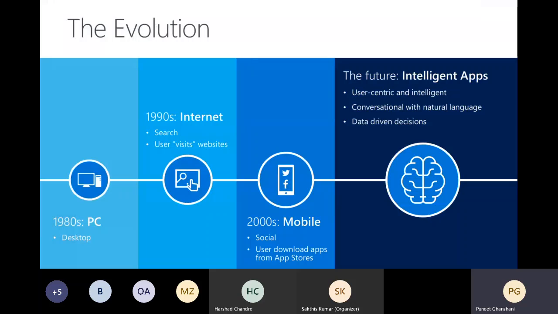Moving on. If we start from what happened in the 1980s, PCs were first introduced to us. And very quickly, we moved on to the momentum of the internet in the 90s, where we searched websites a bit differently than we do today. We visited websites, and that was our core experience. In the 2000s, we saw social media and user-downloaded apps from the app stores play the most part in how applications changed.